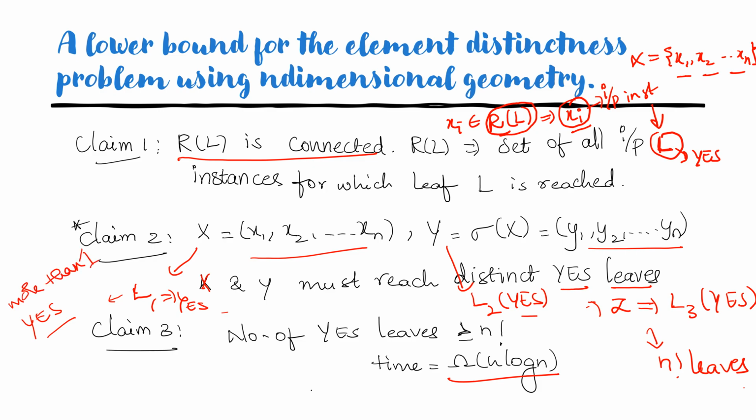Once I prove that there are n factorial leaves, from that I can simply prove that the number of s leaves should be greater than or equal to n factorial. Then the time taken for that will be at least n log n, from the sorting algorithm proof we did. So these are the 3 claims. Using this I will be proving the minimum time needed is n log n.